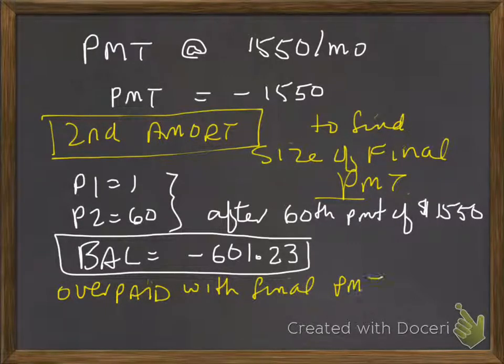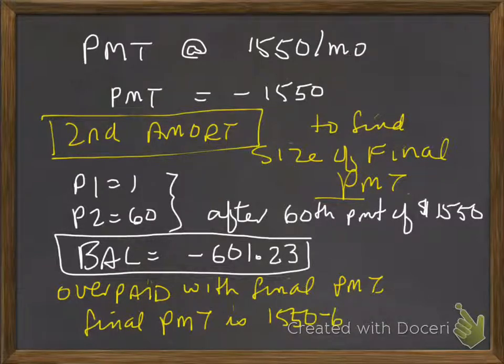So since you've overpaid with the 60th payment, what you can do is deduct $601.23 from the $1,550, and so your 60th payment, or your final payment, is going to be equal to $1,550 minus $601.23. Whatever that number is, I think it's $948. So it'll be $948.77. So your final payment needs to be $948.77, and your other 59 payments are going to be $1,550.